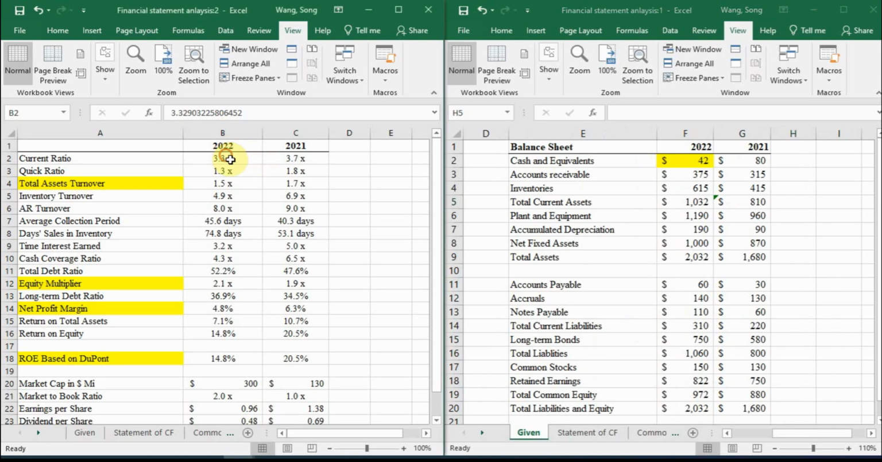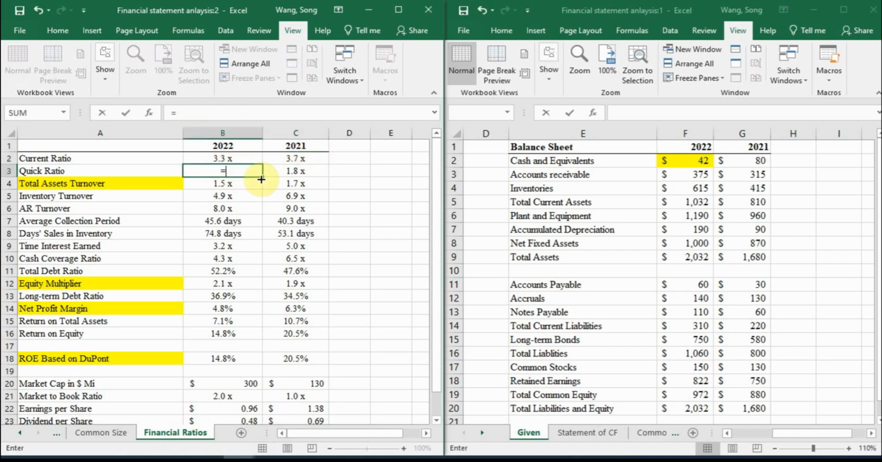All right, so the first one is a current ratio, which is current assets divided by current liabilities. So you need to carefully look for the numbers from the balance sheet in the given spreadsheet. All right, and one thing you can do is just to drag it all the way to the right, nice and easy, and then the calculation will be replicated.